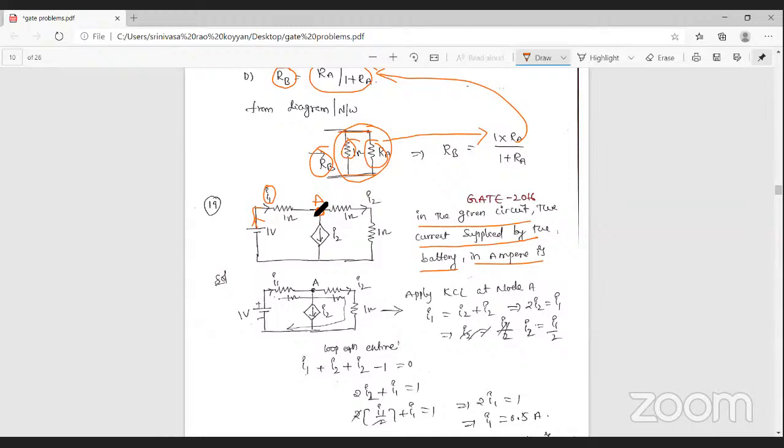Apply the nodal analysis at this node. So the entering current is equal to the leaving currents. I1 current is entering. Leaving currents: I2 current is leaving, and here also current I2 is leaving. The sum of entering currents is equal to the sum of leaving currents, that is I2 plus I2 is equal to I1. Then 2 I2 is equal to I1, so I2 is equal to I1 by 2. That is one relation. But we want to find the current value, that is I1.